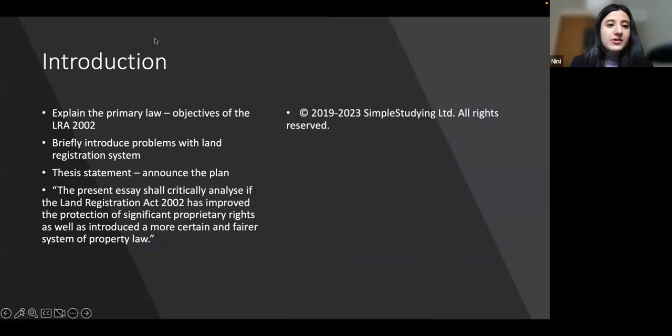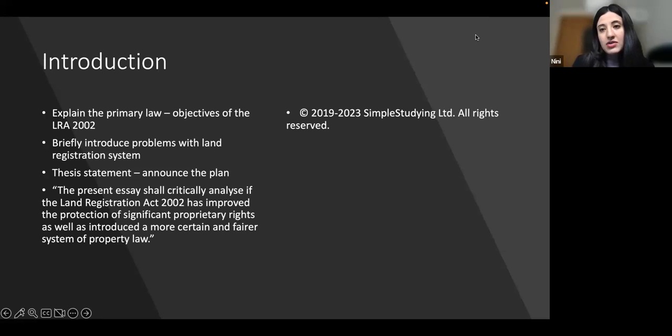In the introduction, you should not have anything more than just explaining the relevant law. You are not putting any arguments in the introduction. The introduction should be 10% of the essay. So, for example, if your essay is 1,000 words, your introduction would be 10% of it, which is a maximum of 100 words. In the introduction, you have to explain the relevant law.